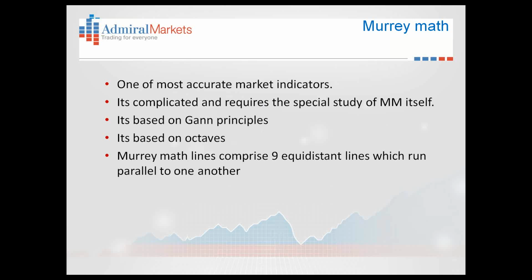Murrey Math is one of the most accurate market indicators ever made, being toe-to-toe with Camarilla. It's complicated and requires special study of Murrey Math itself. I will only mention it, and you have online courses based on it. It's really a complex trading system, a complex trading strategy, because it's based on Gann principles. It's advanced algorithmic mathematics, so it uses octaves.